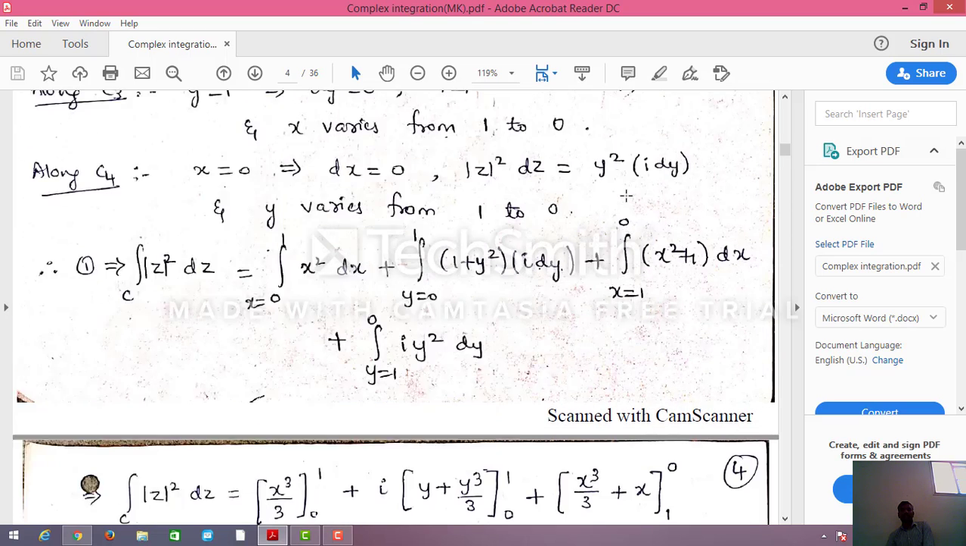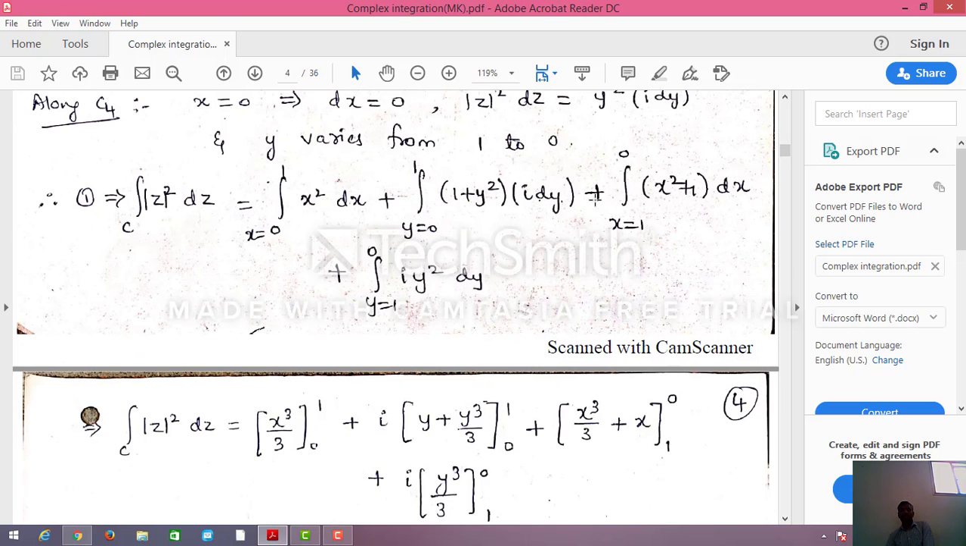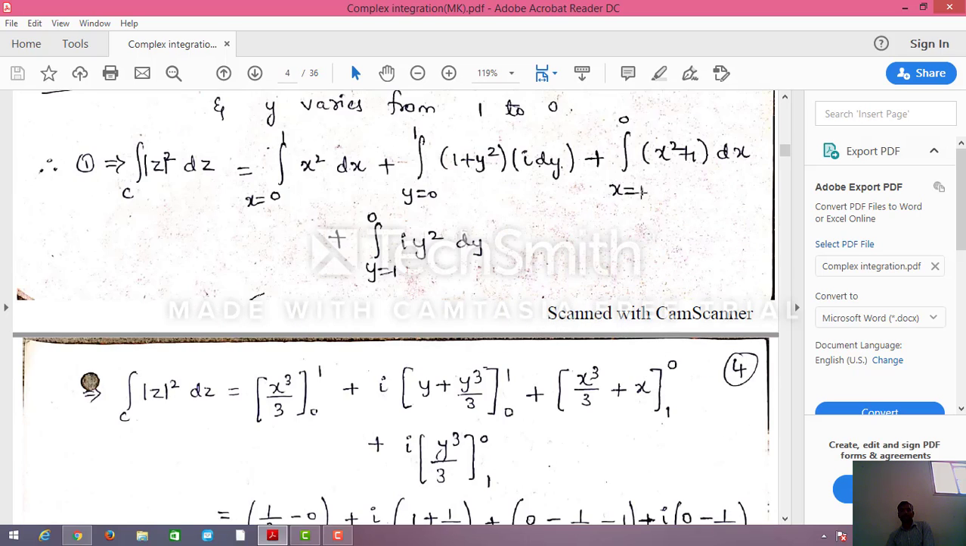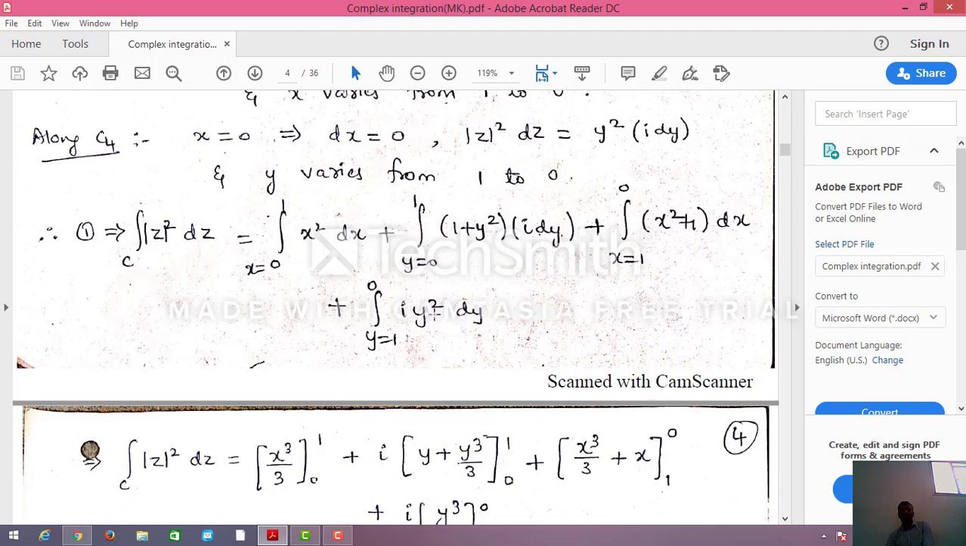Next, along C3 is nothing but x square plus 1 into dx. Limit should be 1 to 0. And next one, along C4, is nothing but y square into i dy. Limit should be y equal to 1 to 0.